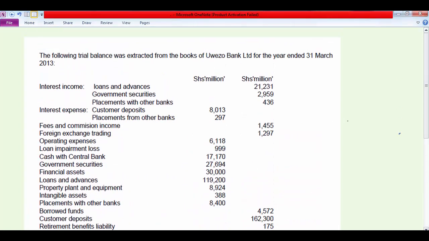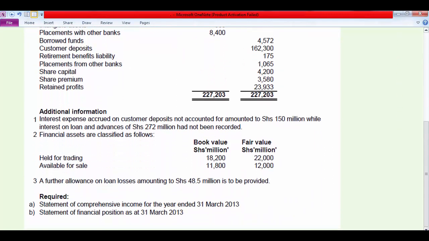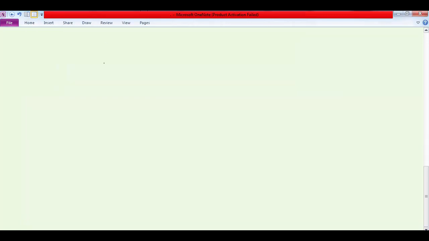In this question, we are told about Uwezo Bank Limited. You're presented with the trial balance there and additional information, and you're required to prepare the statement of comprehensive income as well as the statement of financial position. Okay, so let's proceed. Start by looking at our outline of our answer. Remember, this is the same as the statement of P&L, yeah?